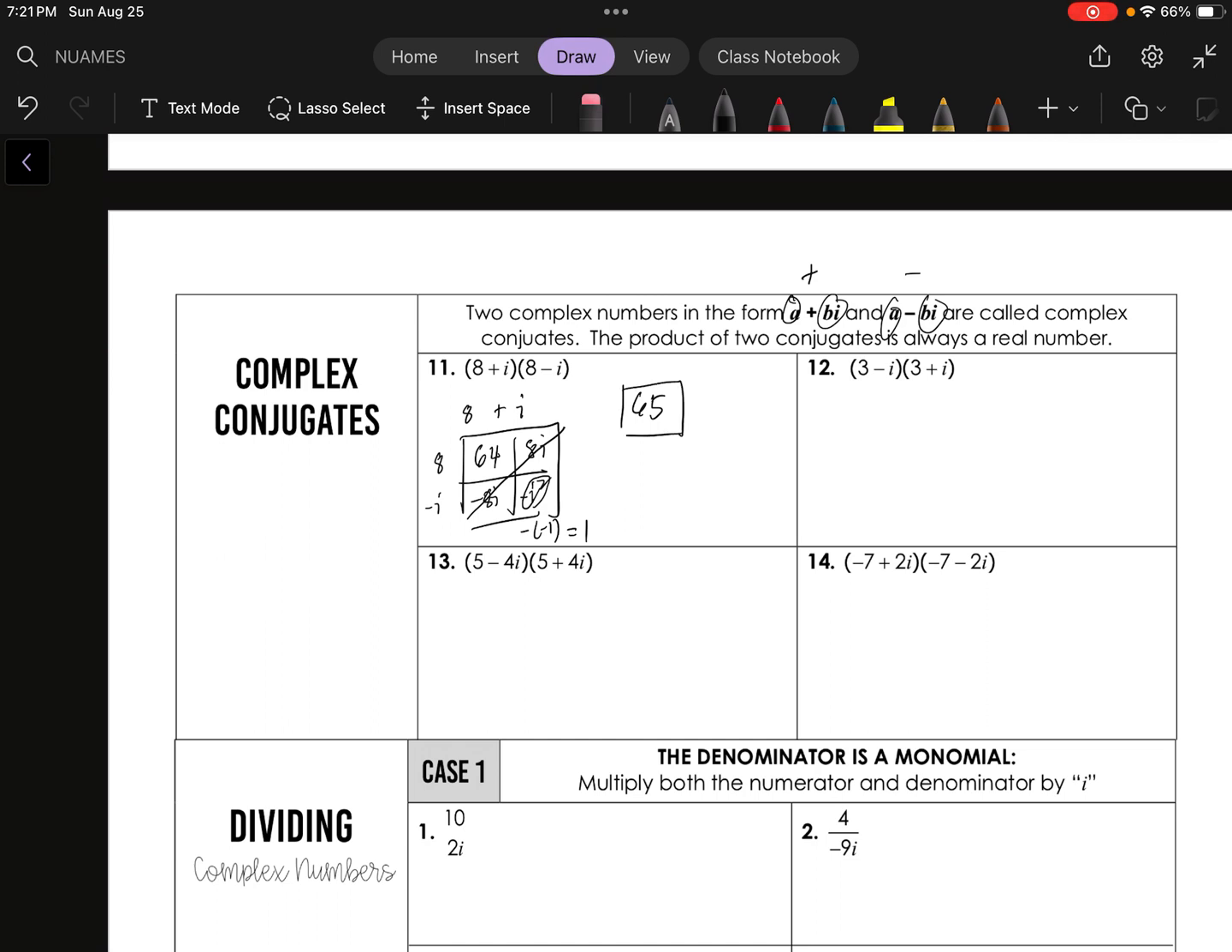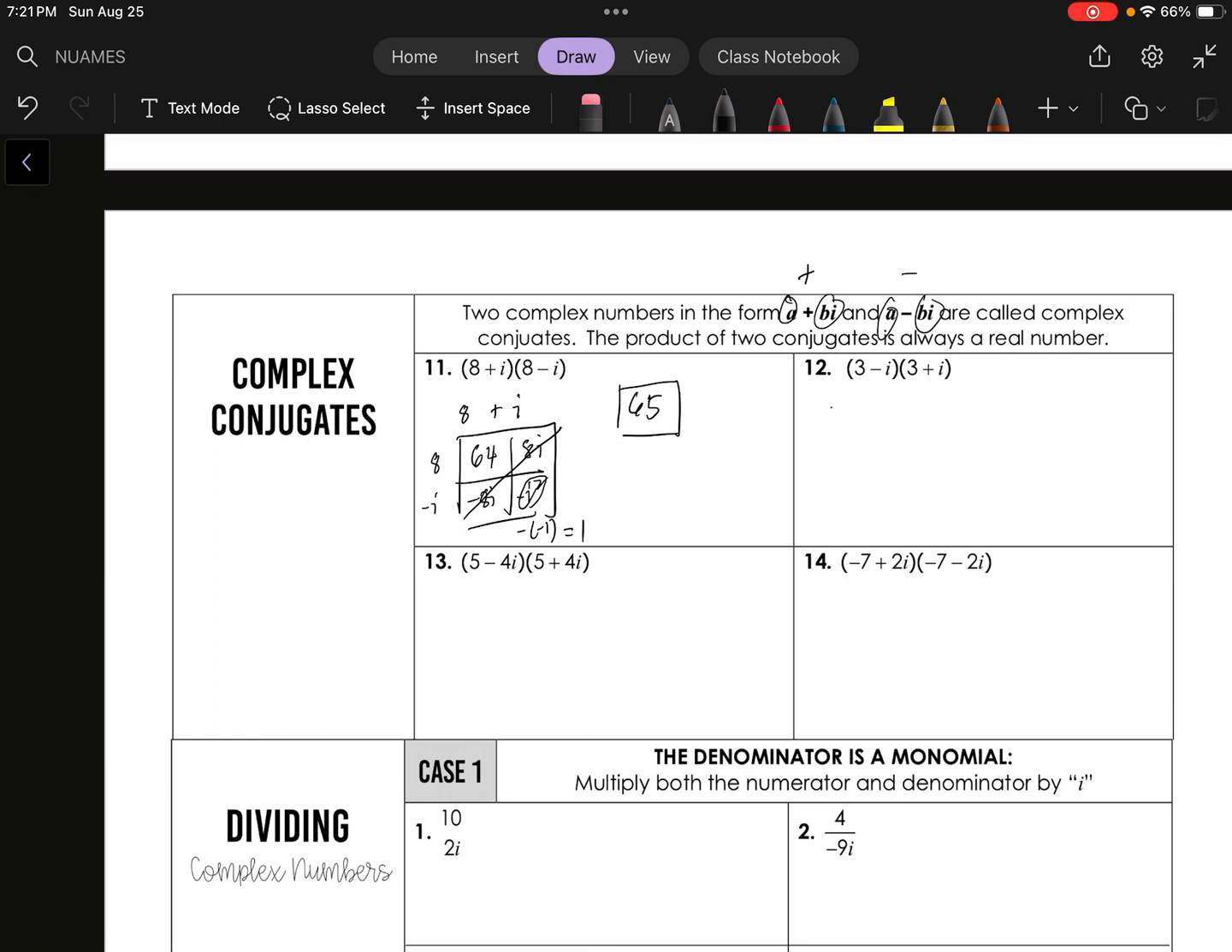Okay. We do the next thing with the same method. We have 3 minus i, 3 plus i, and then we do the box again. We have 3 times 3 is 9. We got negative 3i, correct. And this one gives you a positive 3i. And then this will give you negative i squared. i squared is negative 1. Negative of negative 1 is just 1. So the real part gives you a sum of 10. And then again, these two cancel out.